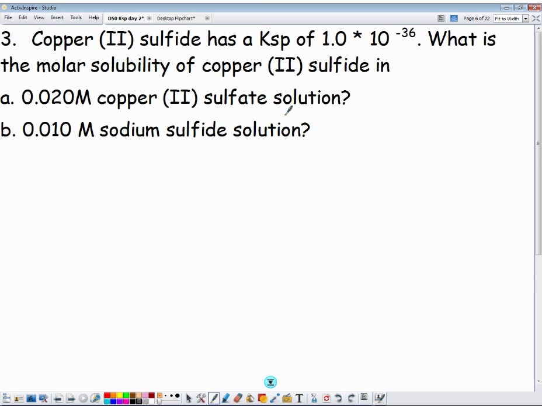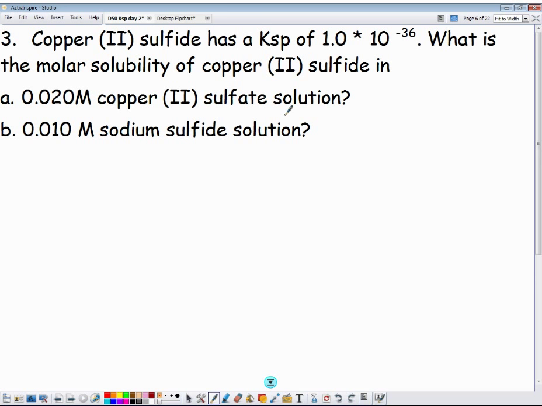5? Calcium, strontium, barium, silver ion, and lead 2 ion. Okay? So, copper 2 sulfate soluble. 100% soluble. Unit 2. So let's look at what that looks like.